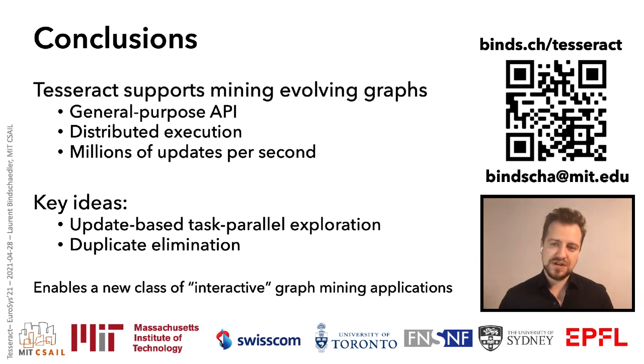So to conclude, I have presented Tesseract, a new incremental graph mining system for evolving graphs. Tesseract provides a general-purpose API. It supports distributed execution in a cluster, and it can mine evolving graphs with millions of updates per second. Now, the key ideas in Tesseract are this update-based exploration approach, which can happen in a totally task-parallel fashion, thanks to the fact that the system makes processing a single update completely independent of other updates, as well as our various duplicate elimination techniques that support this design. It is our hope that Tesseract will enable a new class of interactive graph mining applications to make mining more accessible and intuitive to use in practice.